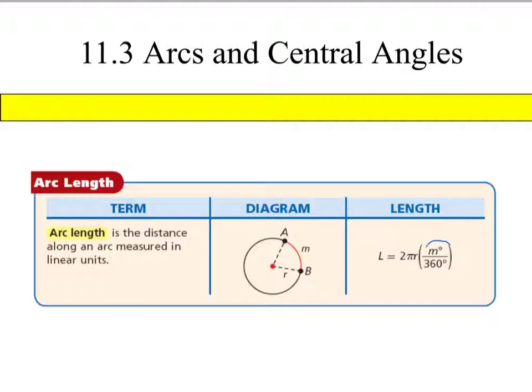This M right here stands for the degree of your arc. If your arc was, let's say, 26 degrees, that M would be your 26 degrees. Whatever that arc measure is, based on the central angle here, that's what it's going to be. All right? Let's try one.